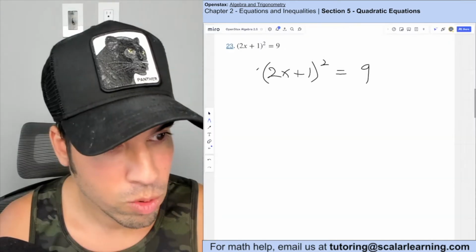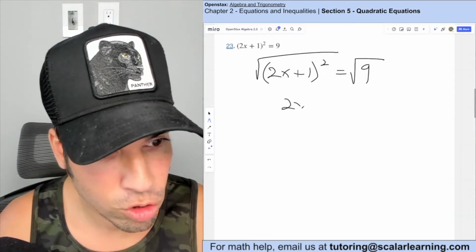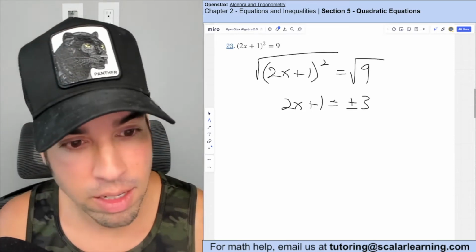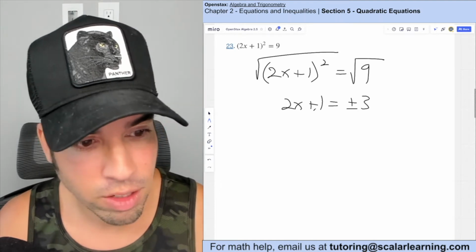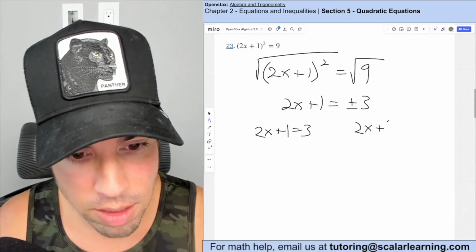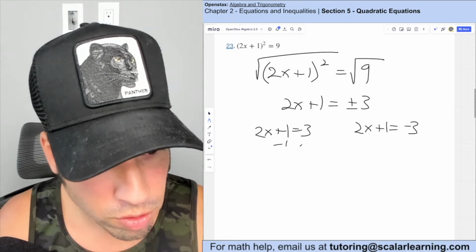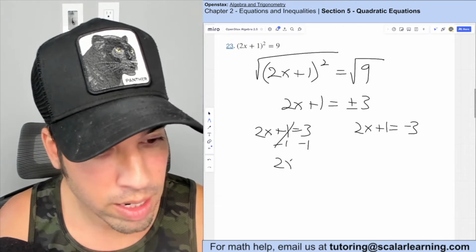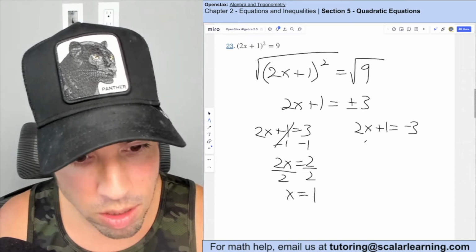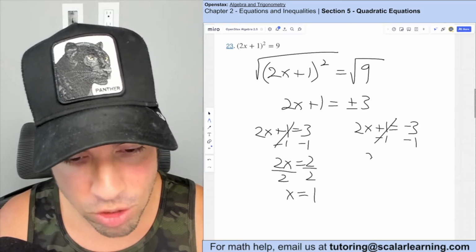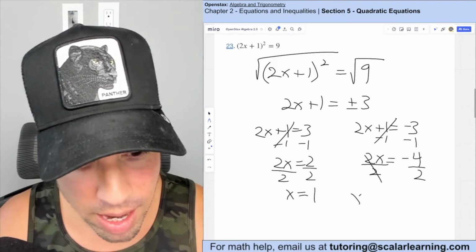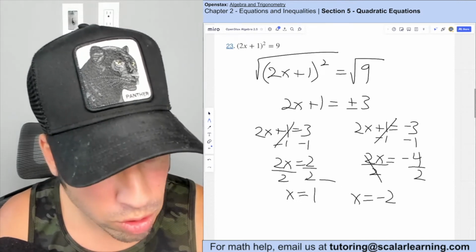Done. Here I'm going to square root both sides, and I get 2x plus 1 equals plus or minus 3. Because once again, with the square root of 9, we have to take the positive and the negative root. So I'll break this up into 2 separate equations, equals +3 and -3, and then we'll solve. Subtract 1 from both sides: 2x equals 2, divide both sides by 2, and we get x equals 1. Over here, we're going to subtract 1. We get 2x equals -4. Then we divide both sides by 2, and we get x equals -2. Those are the 2 solutions.